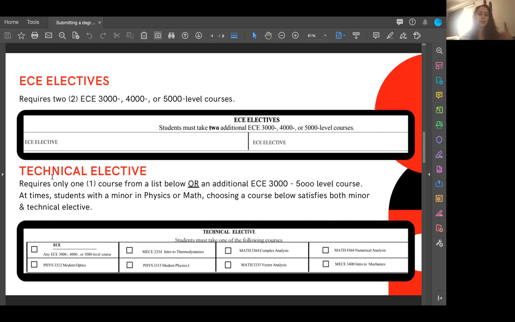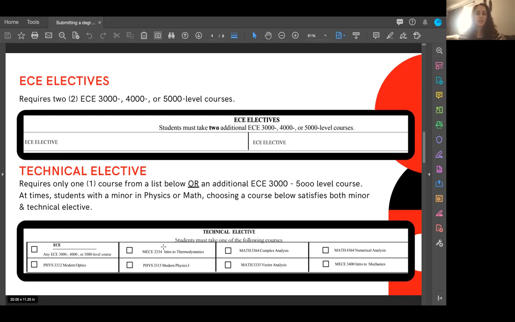Then every EE student has a technical elective that they have to satisfy. It's only one. It can be any of these classes that you see below. If you do not want to take any of these math, science, physics, or MECH courses, you can just choose another ECE elective that is a 3, 4, 5,000 level course. Again, that can be any ECE elective class. It does not have to fall in your concentration. It can if you want.